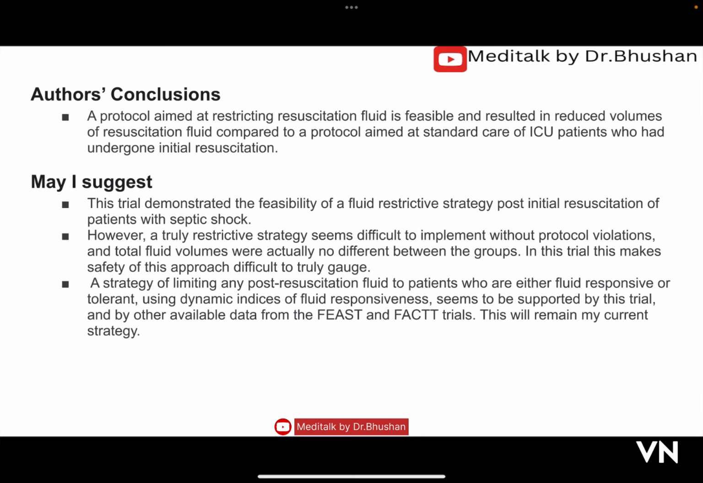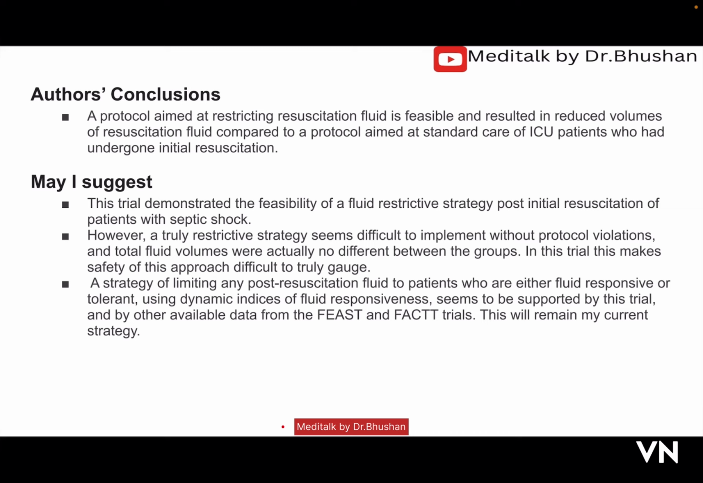Author conclusion: a protocol aimed at restricting resuscitation fluid is feasible and results in reduced volumes of resuscitation fluid compared to a protocol aimed at standard care of ICU patients who had undergone initial resuscitation. I would suggest this trial demonstrated the feasibility of a fluid restrictive strategy post initial resuscitation in patients with septic shock. However, a truly restrictive strategy seems difficult to implement without protocol violation.